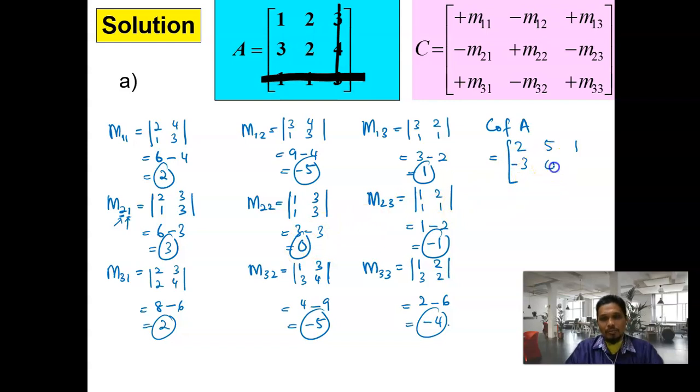3 multiplied with negative, negative 3. 0, 0. Negative 1 multiplied with negative equal to 1 here. 2 times positive equal to 2. Negative 5 multiplied with negative, it gives you positive 5. Negative 4 multiplied with positive, negative 4. Okay, so this is the cofactor of A.